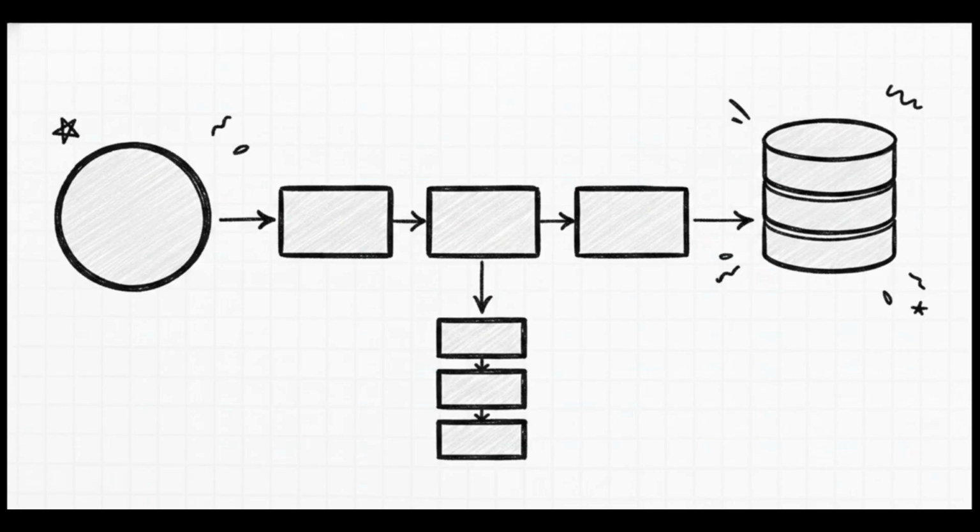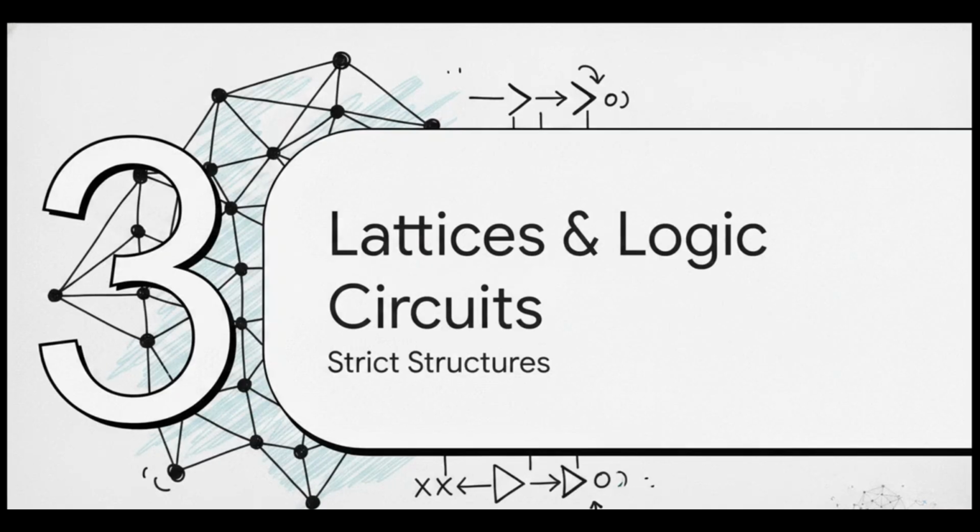The database essentially uses a poset structure to figure out which parts of your query have to be executed sequentially and which ones can be run independently at the exact same time. That's how it delivers your results in milliseconds. Which brings us to Section 3, lattices and logic circuits.